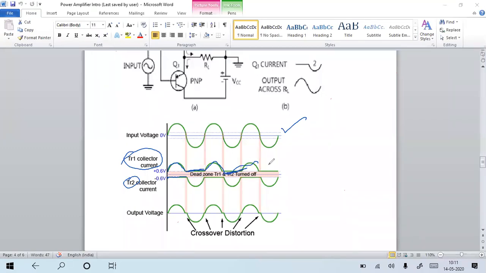This process will continue. As a result, we are measuring at the load. Transistors 1 and 2 are only alternately on and off, but the load is connected with both transistors. So whenever any one of the transistors is on, the load gets the energy. When the NPN transistor is on, our load gets the positive cycle. When the PNP transistor is on, the load gets the negative energy. So we are going to get the complete full cycle as output.